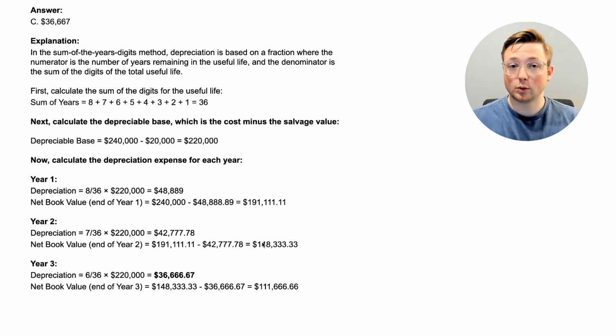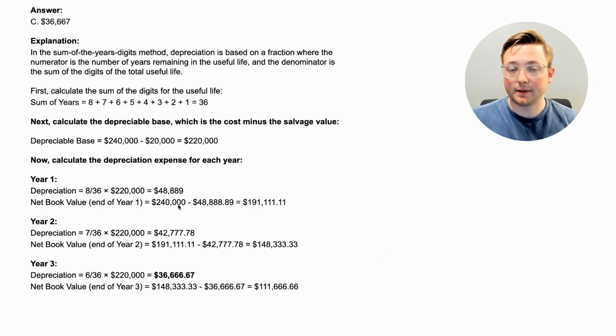Now, depending on what the question asks, if it's asking for the net book value, yes, you're going to have to do this. And that's why I included it there so that you could see what was occurring each year. But if it's only asking for the depreciation expense, then technically you could just do this calculation right here. You wouldn't even have to do the first calculations if you can think through it in your head. Because if it's year 3, then there's only 6 years left of depreciation. So you could just immediately do 6 divided by 36 multiplied by 220,000 and get the depreciation for year 3 without having to do any of this.